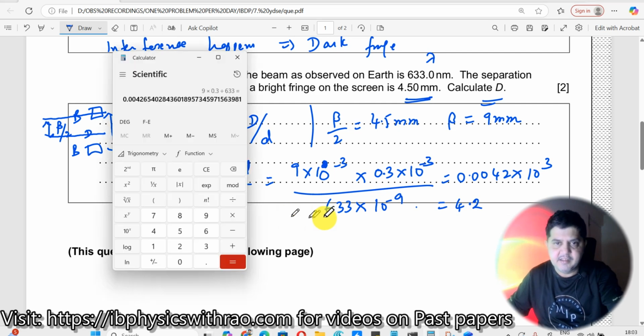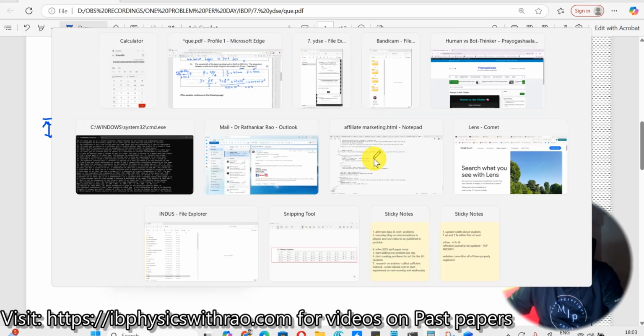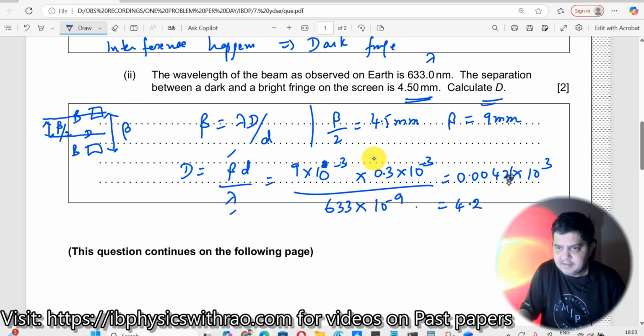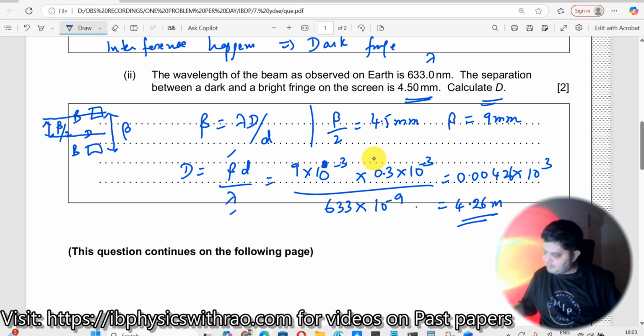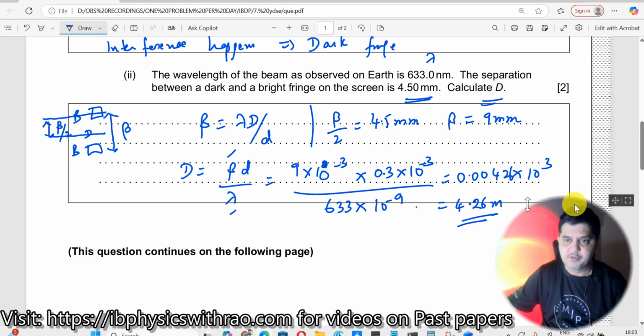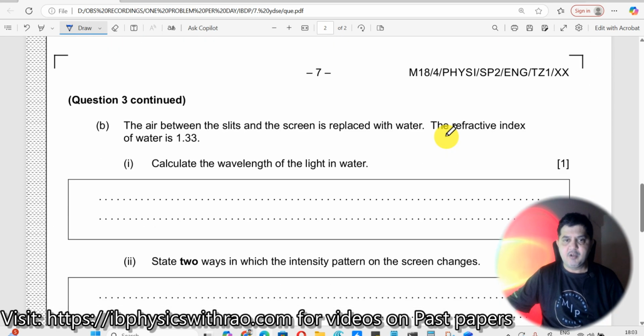Let me find out what is the third. I write 6. Let's see, 4.26. That's right, 4.26 meters. Okay. Now let me move on to the next one.